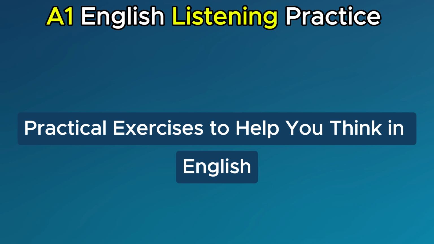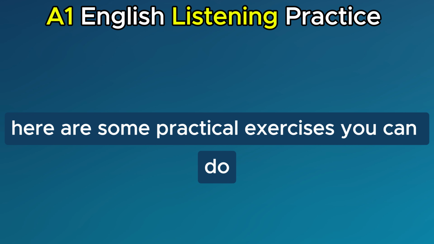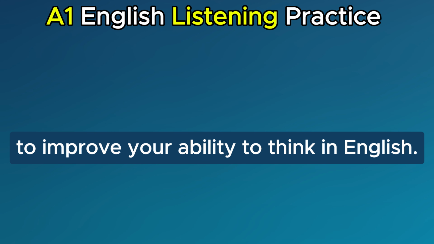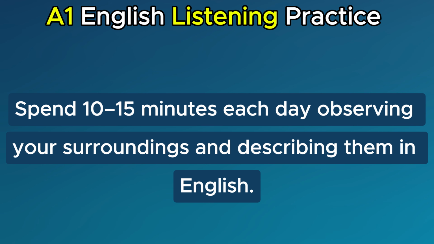Practical exercises to help you think in English. Now that you've learned the 4 stages, here are some practical exercises you can do to improve your ability to think in English. 1. Daily observations. Spend 10 to 15 minutes each day observing your surroundings and describing them in English.